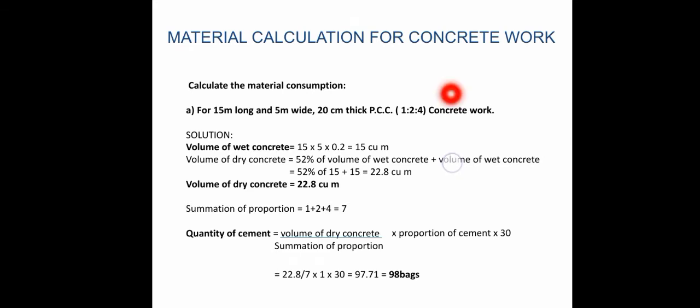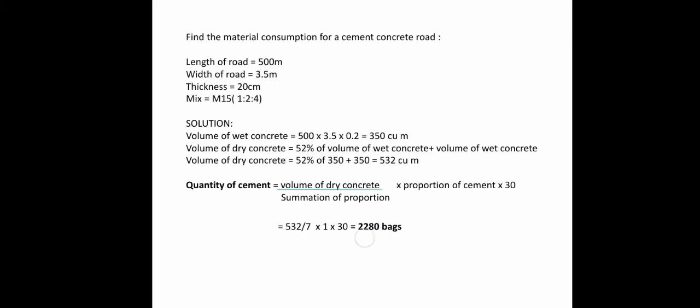So like this we calculate the materials required for concrete work. Now let's discuss one more question. Find the material consumption for a cement concrete road. Length of road equals 500 meter. Width of road equals 3.5 meter. Thickness is 20 centimeter and concrete mix used is M15, 1:2:4.